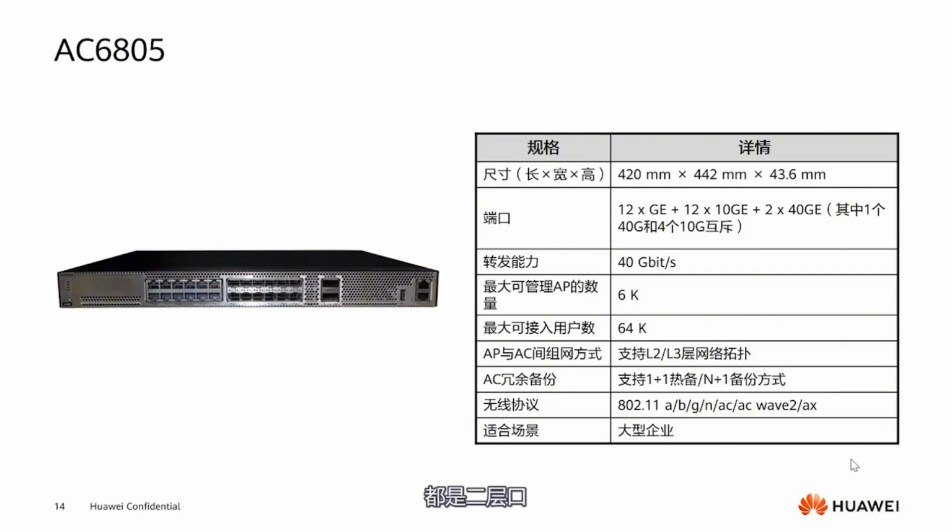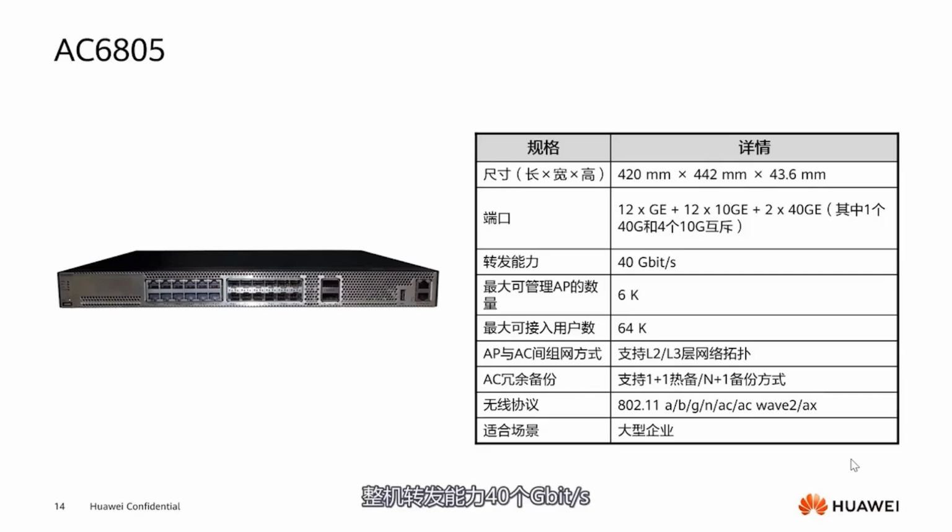All are Layer 2 ports. 12 GE ports, 12 10GE optical ports. 2 40GE ports, one of which and 4 of the 10G are mutually exclusive. That is, if you use the 40GE, some of the middle 10GE ports cannot be used. The whole machine's forwarding capability is 40G.